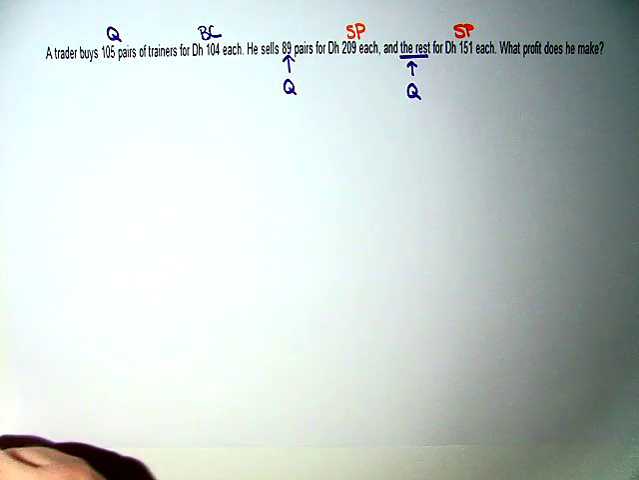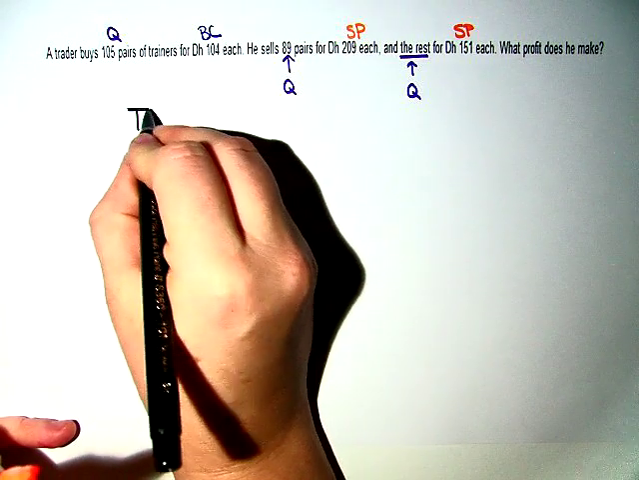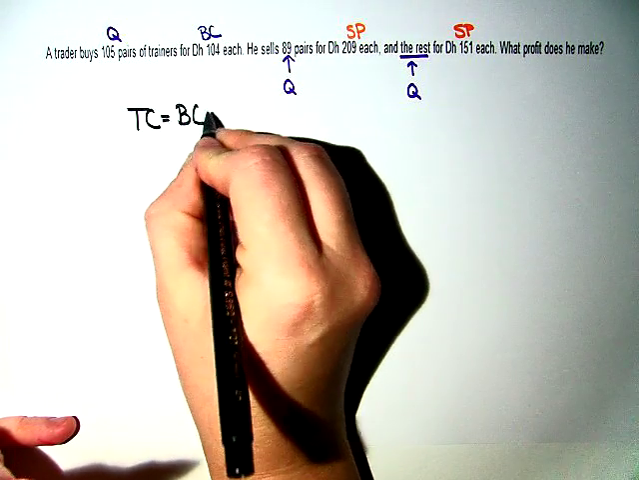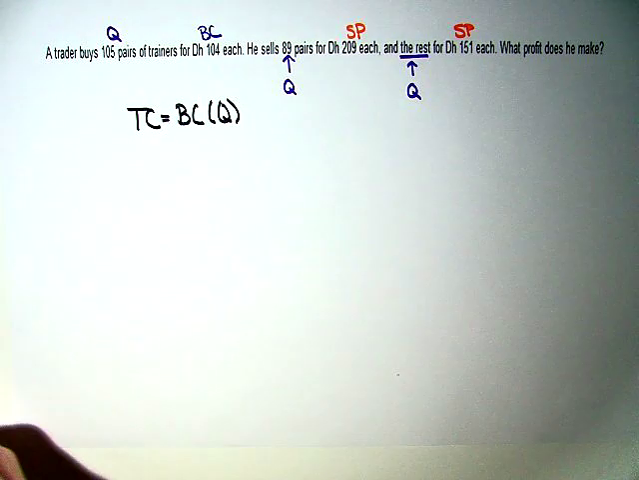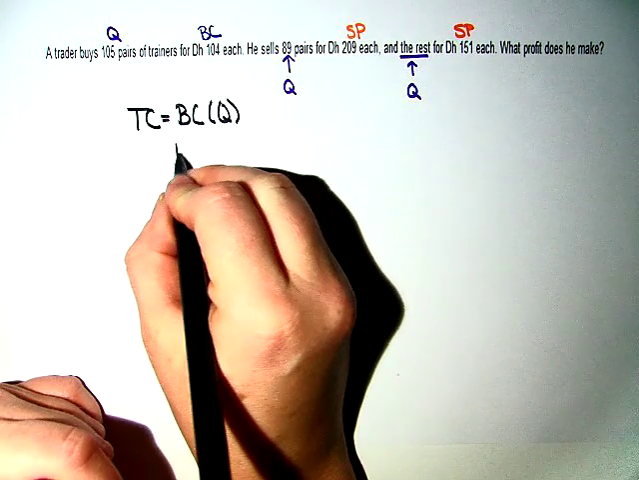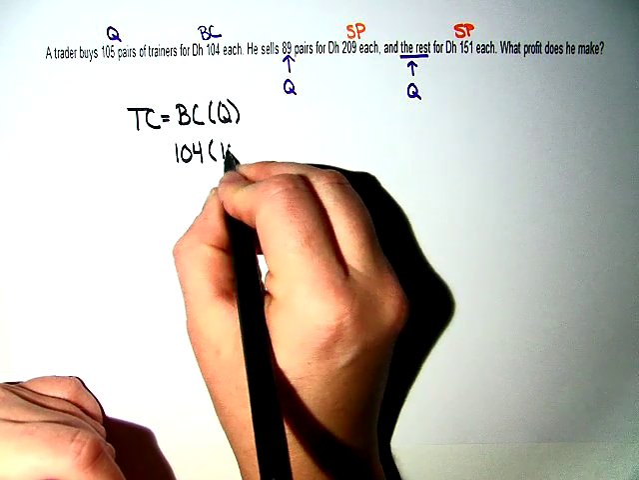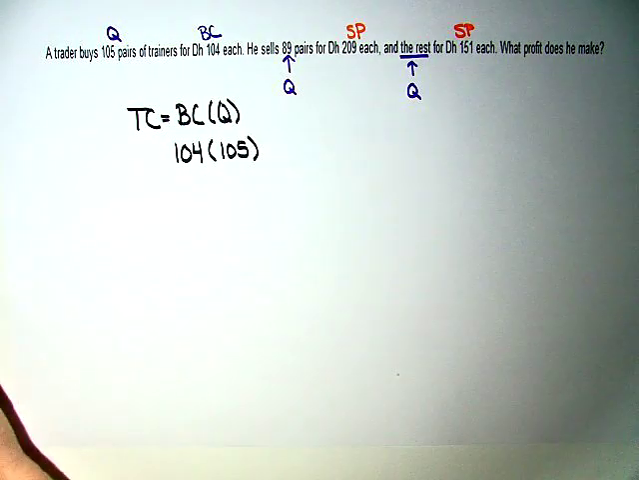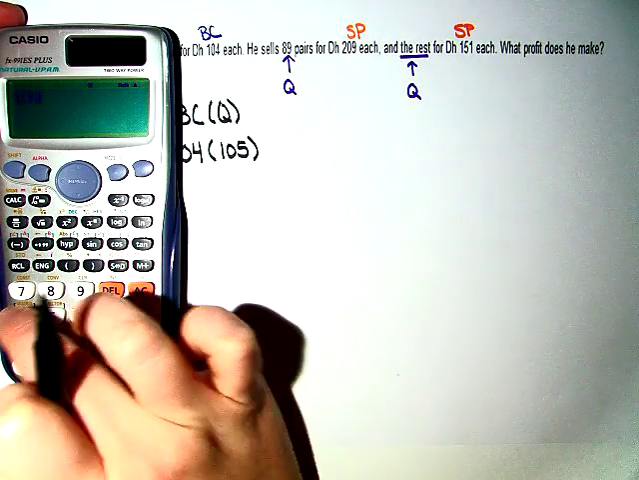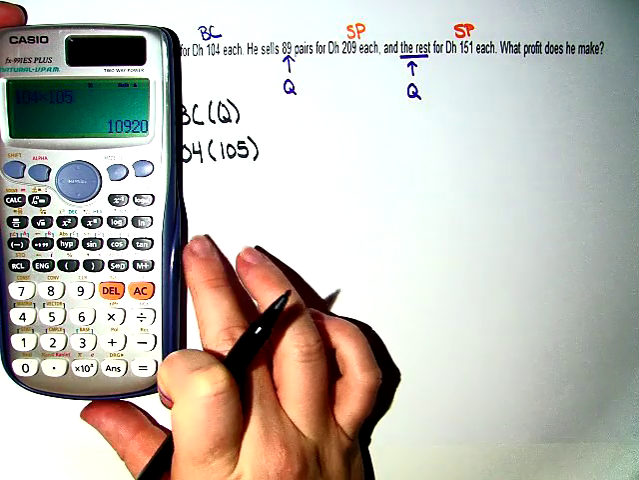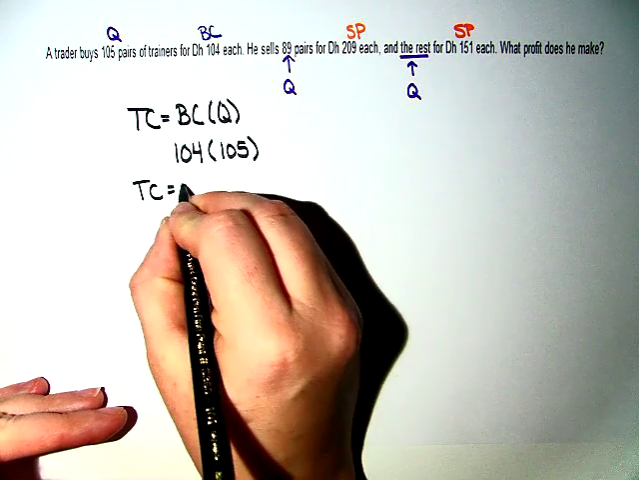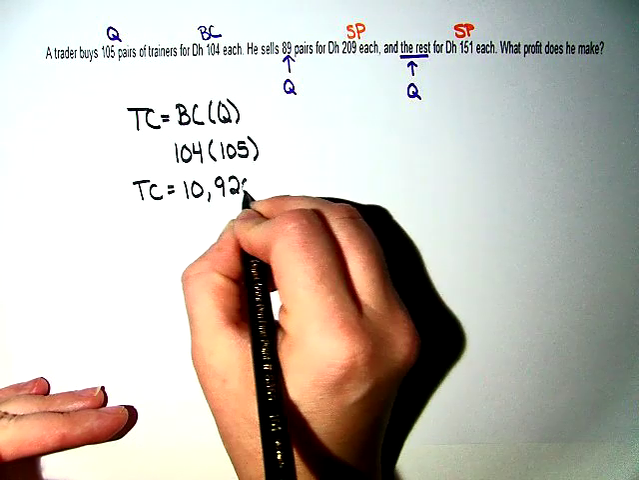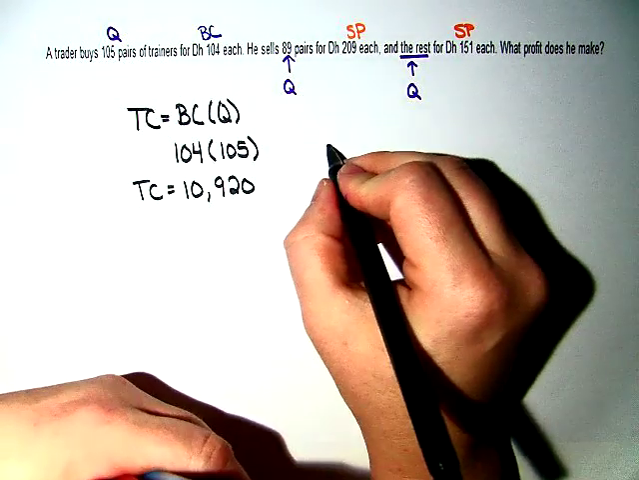Okay, first we need to look at our total cost. Now, the formula for total cost is the buying cost times the quantity, and then any additional cost. But in this case, it doesn't mention, so we're not going to factor it in. We know the buying cost is 104, and he bought 105 pairs. So we get out our calculator. 104 times 105 gives me 10920. So that means that my total cost is 10,920 dirhams.